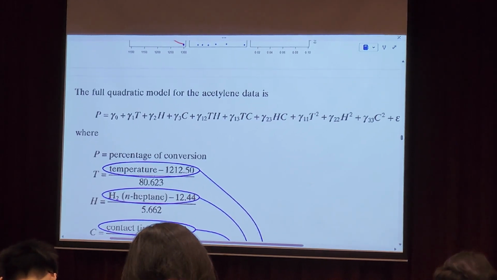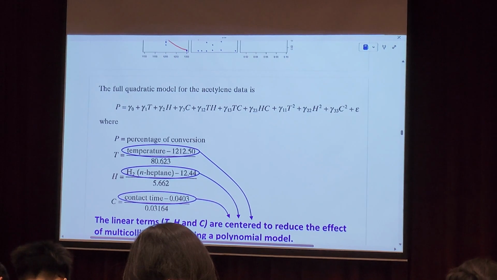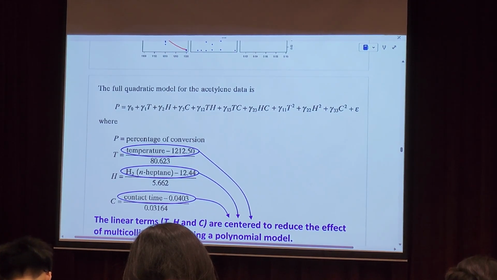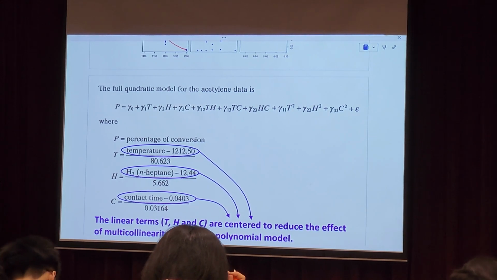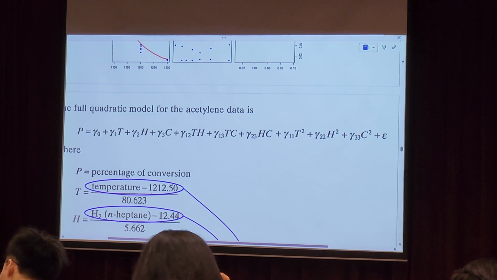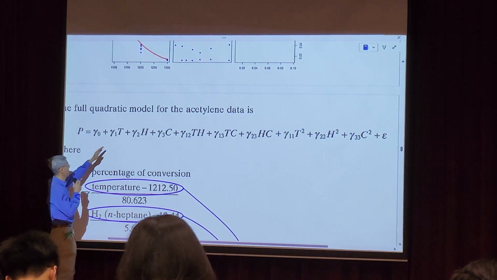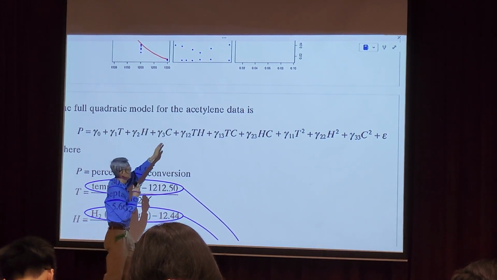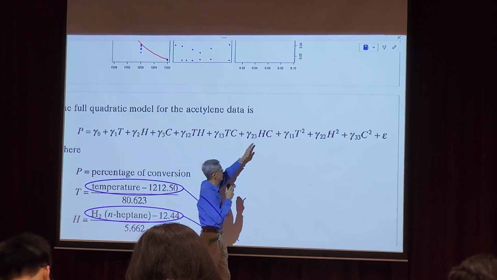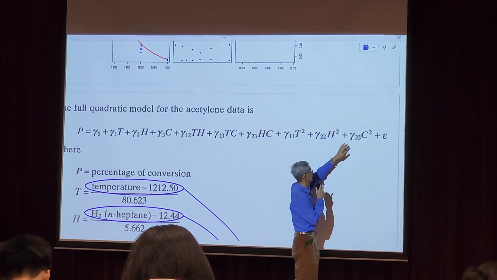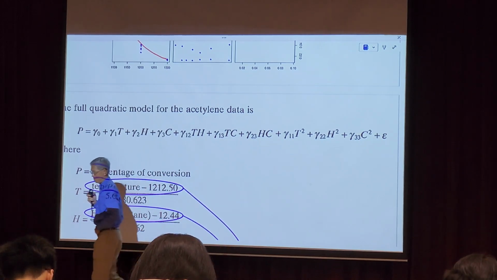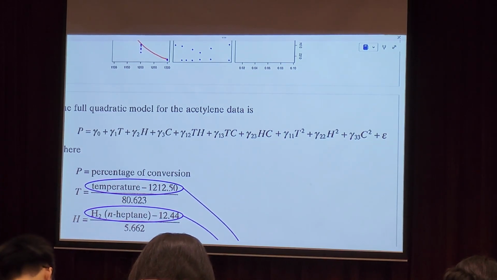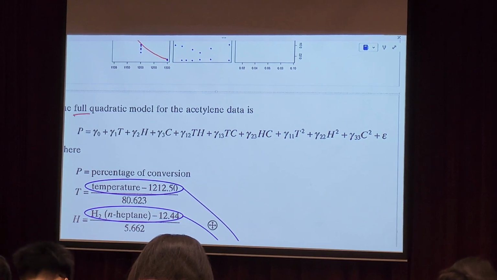Well, let's try and fit the model now. See what happens. Well, the model that I want to fit is the full quadratic model. So I have the model is this: temperature, H, C, and all the interaction and the quadratic terms here. So these are the interaction, and those are the quadratic term. So that is my full quadratic model.